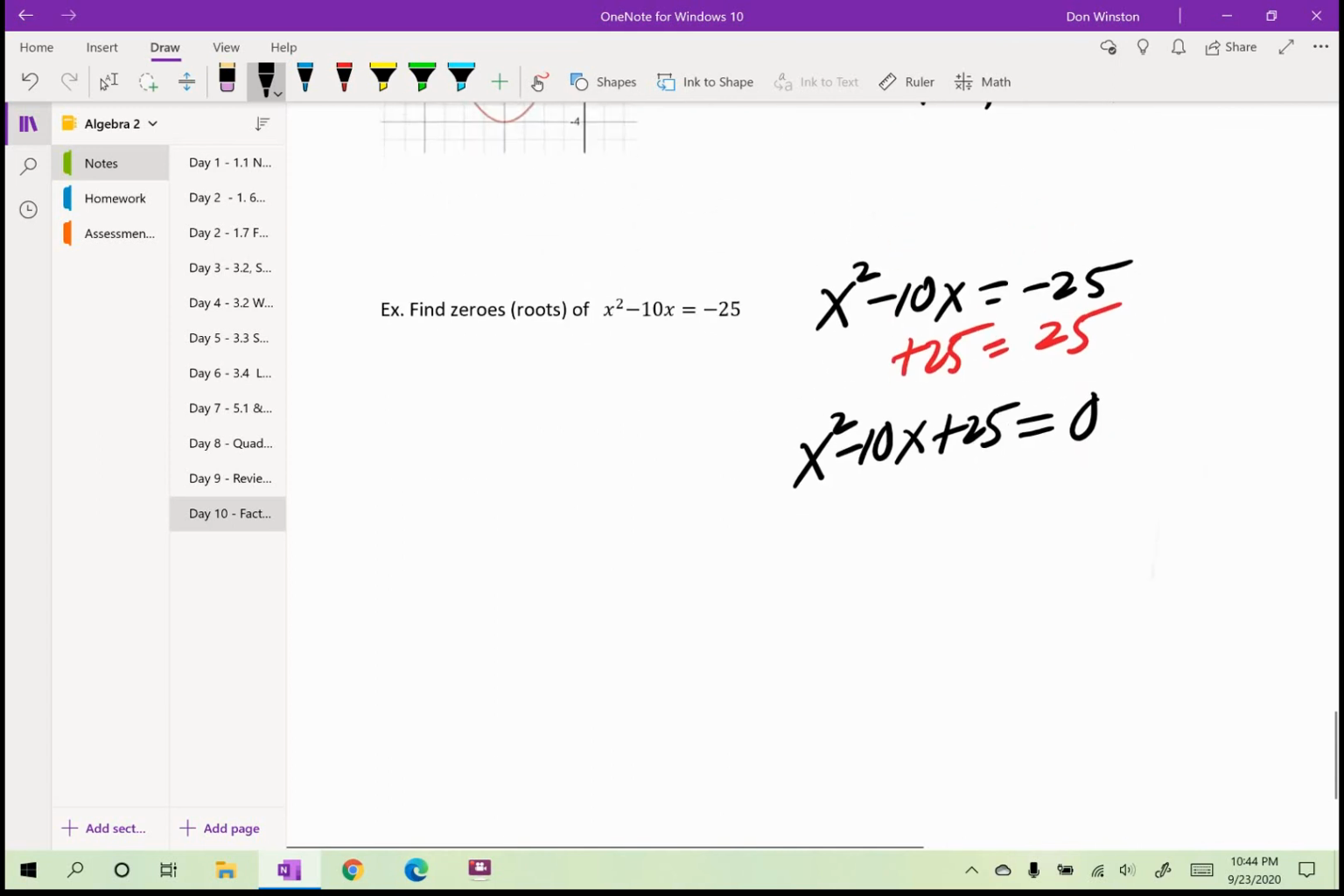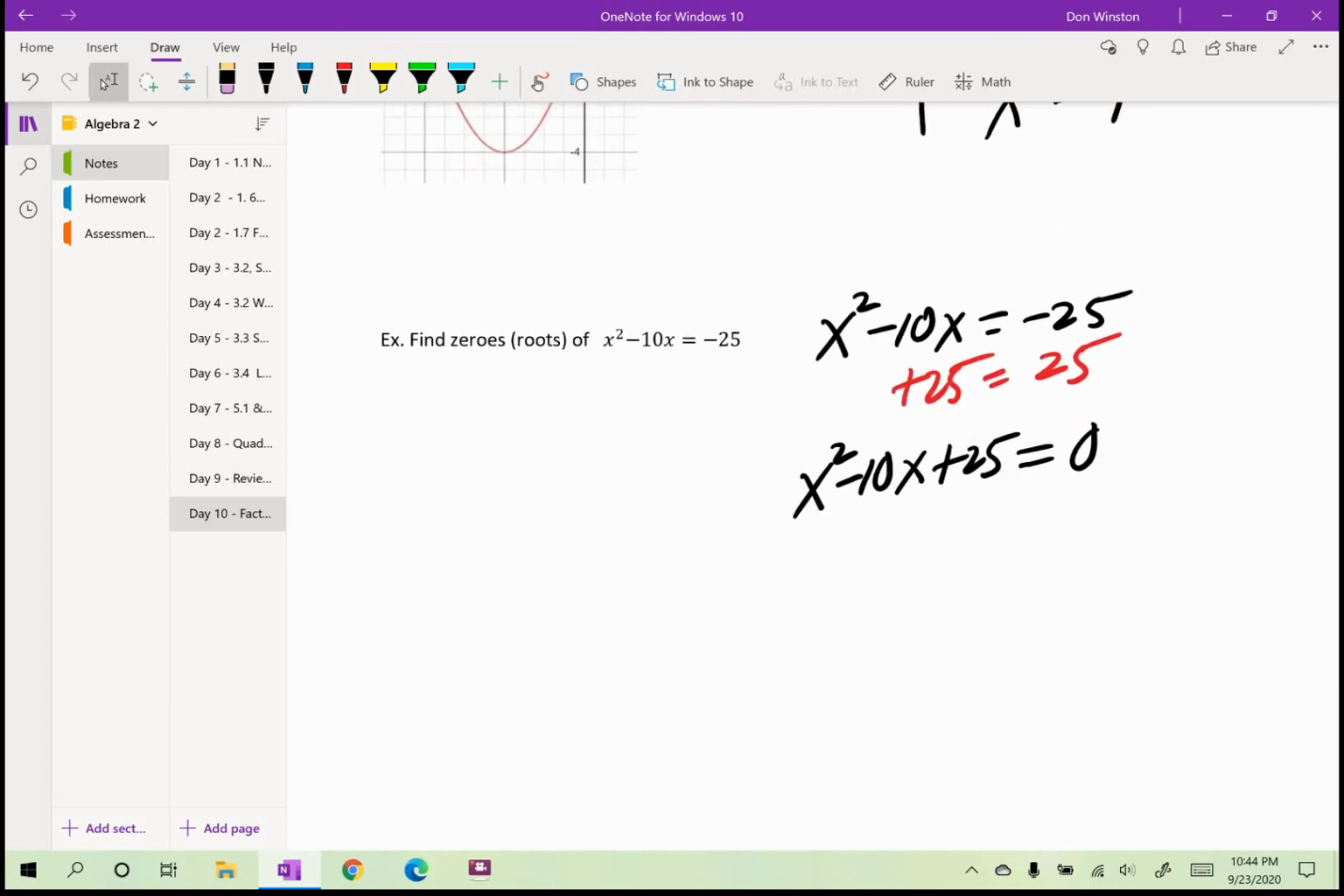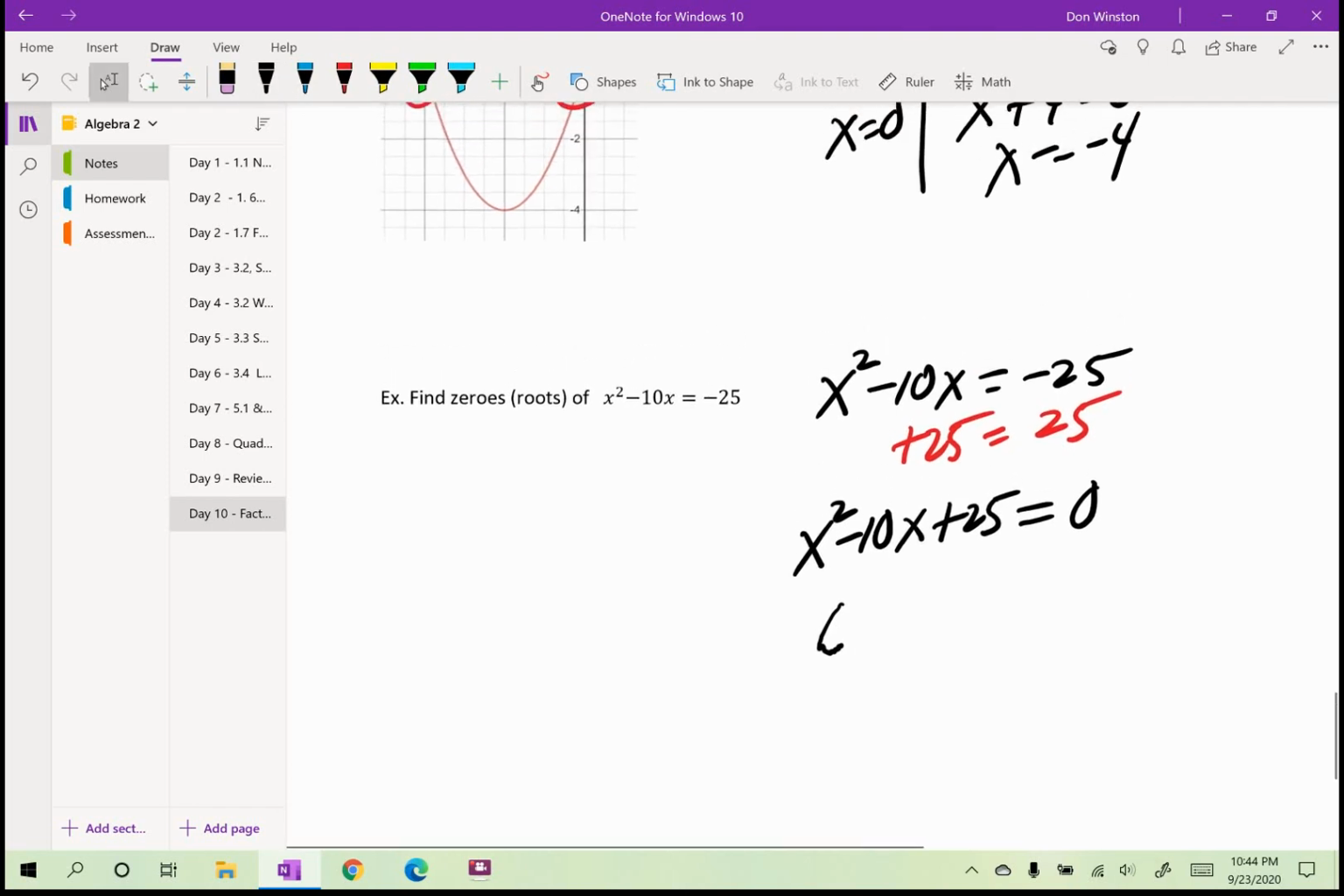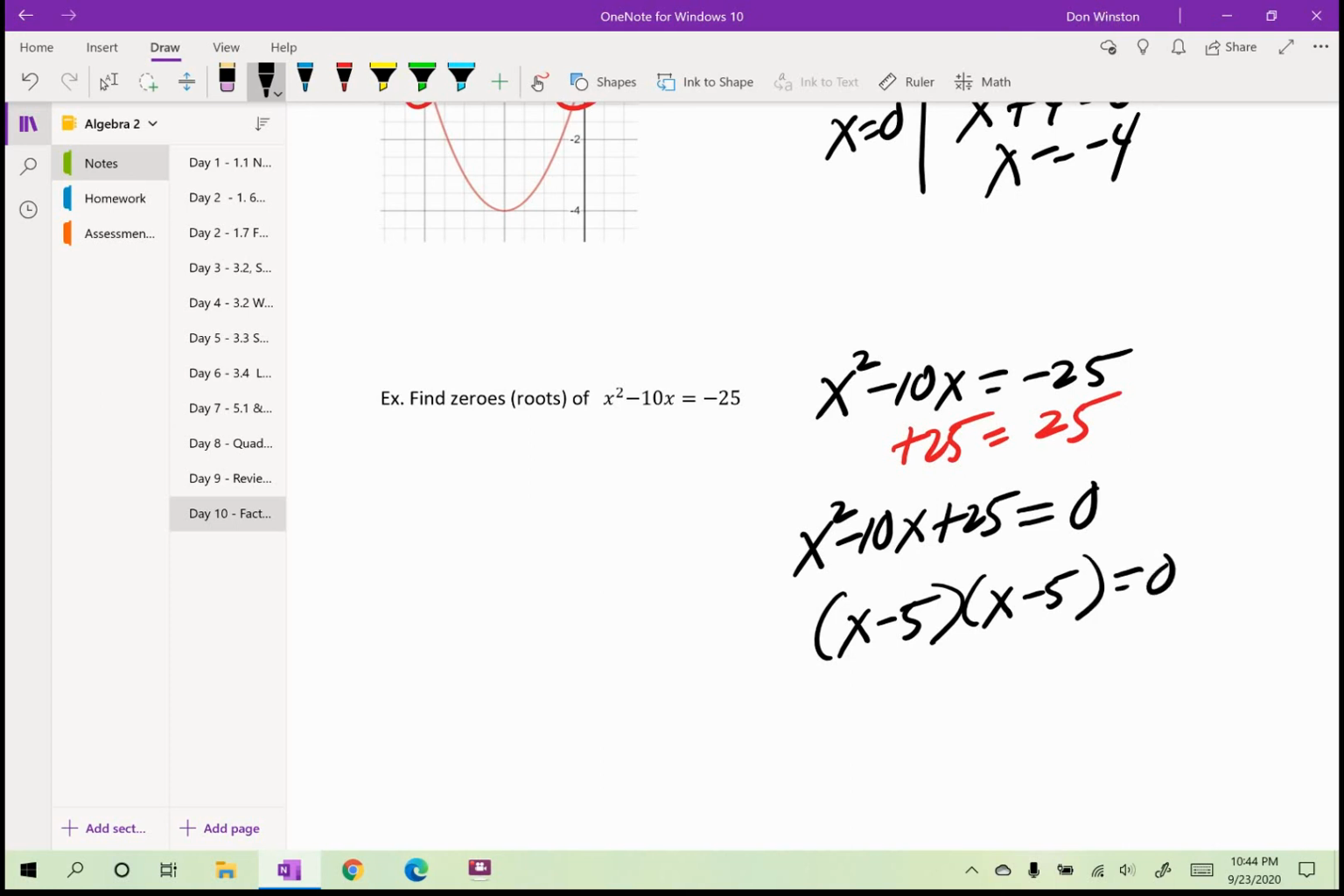So I have x squared minus 10x plus 25 equals 0. Okay, I didn't give a graph for that. Well, I know what it looks like. It's a happy graph. Hey, I'm going to do some things to review with you here. Anyway, factors of positive 25 that add up to -10. Oops. That's x minus 5 times x minus 5 equals 0.